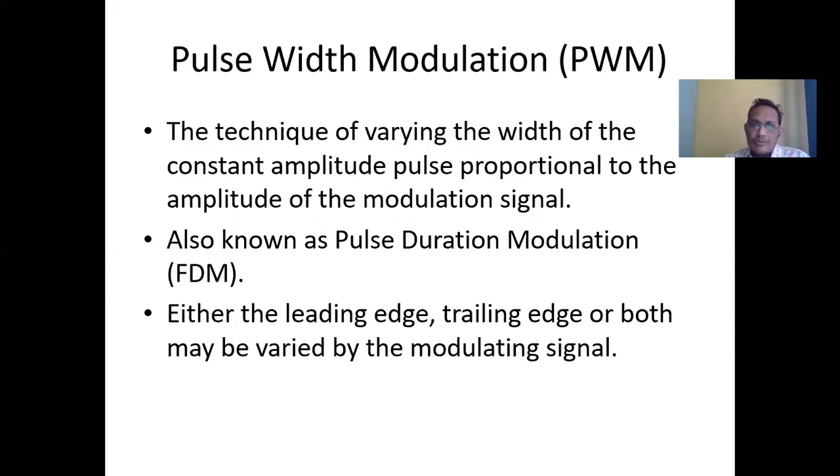In pulse width modulation, the high frequency pulse train is changed in accordance with the amplitude of the modulating signal by keeping amplitude and position constant. It's called pulse width modulation. Okay. So this pulse width modulation is also called pulse duration modulation, where either the leading edge or the trailing edge or both may be varied by the modulating signal. This is a very important feature of pulse width modulation.